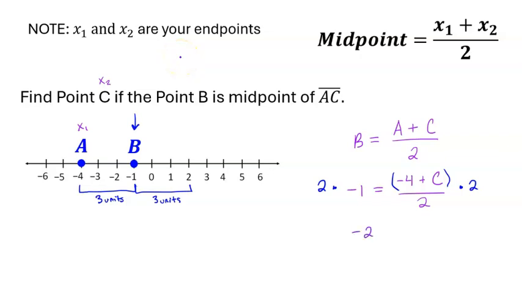And I get -2 is equal to -4 plus the location of C, because these 2's are going to cancel out. And then from here, I'm just going to get C by itself. So now from here, I'm just going to add 4. And I get 2 is the location of C. So here is C right here. And so with these, whether you are using your letters or if you're keeping x2 there, you're just going to treat that just like a variable that you would do in Algebra 1.